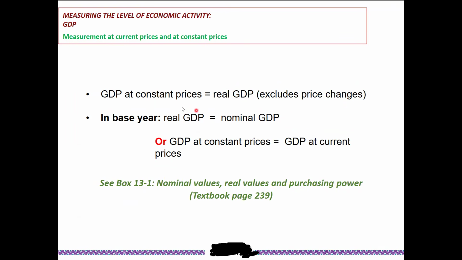remember, when you're calculating real GDP, you use the prices for the base year. So let's say you are calculating real GDP for 2010, and you bought two quantities of bread and the price was 10 rand. So you're going to say 2 times 10 for real GDP.